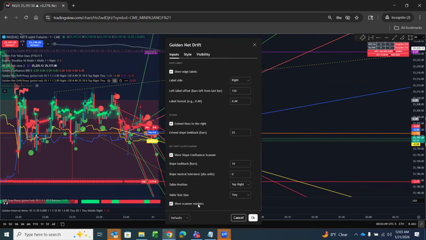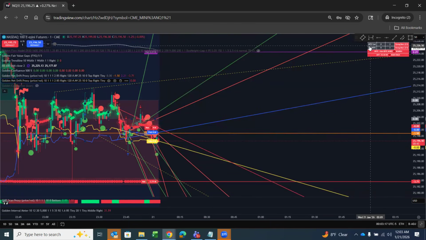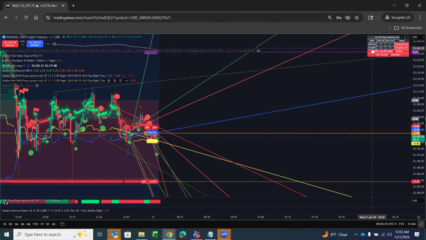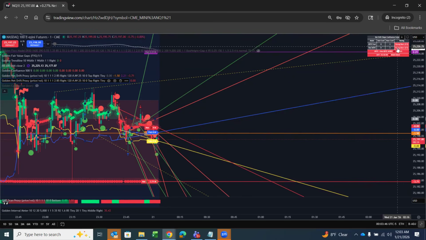So we have show scanner markers on, and we have show confluence scanner on, and extend lines to the right. This scanner right now, even though it's tiny, says 0 DTE field. Let me hide this drawing tool. It says this is a net drift slope confluence scanner. So it's going to tell us how much bullish confluence and how much bearish confluence we have. And then we have the non-zero DTE confluence. It shows us how much bullish and bearish confluence. Currently it's 3 out of 3. So bears are currently still in control.